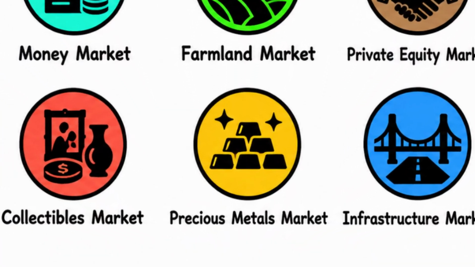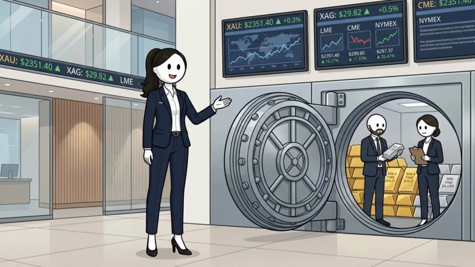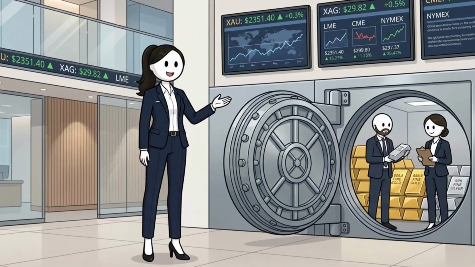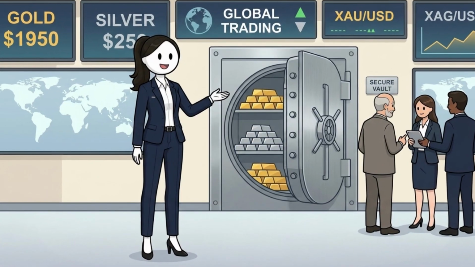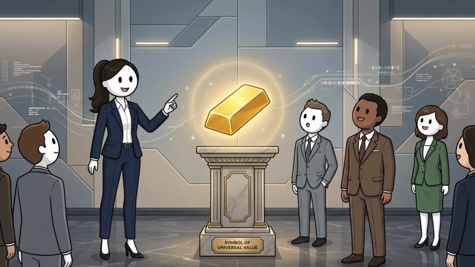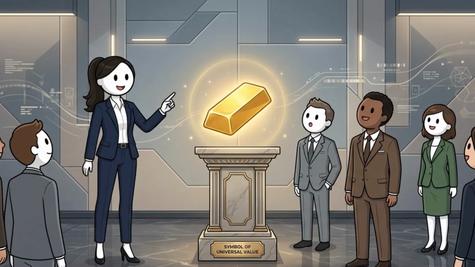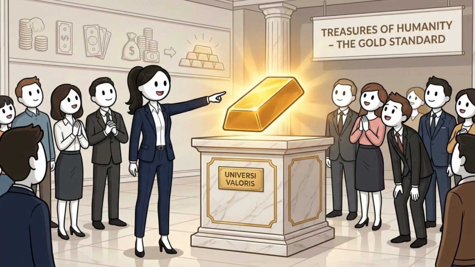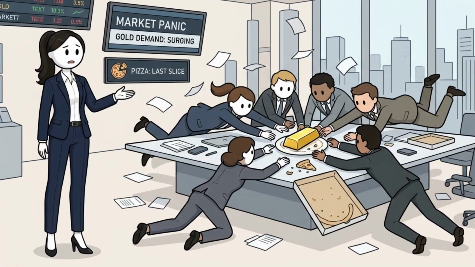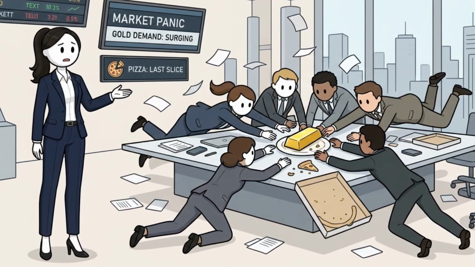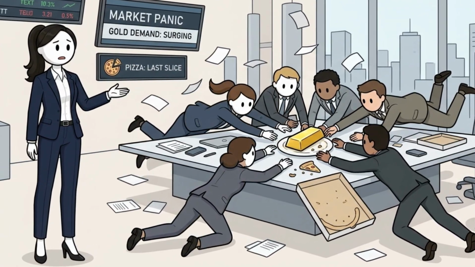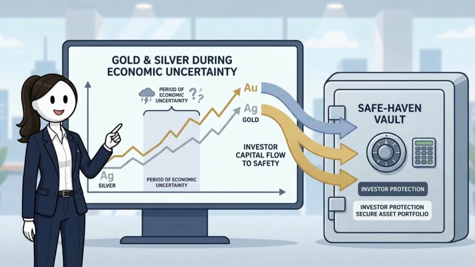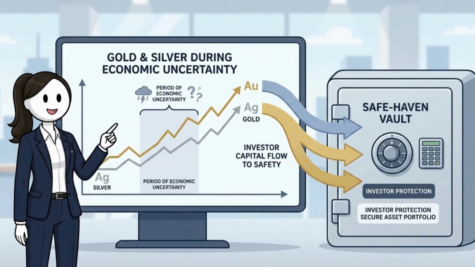The precious metals market. The precious metals market is where people buy and sell valuable metals like gold and silver. For instance, imagine gold bars are like the ultimate shiny treasure everyone agrees is valuable. When people worry about the economy, they often run toward gold the way kids run toward the last slice of pizza. And that's what precious metal market is and how it works.